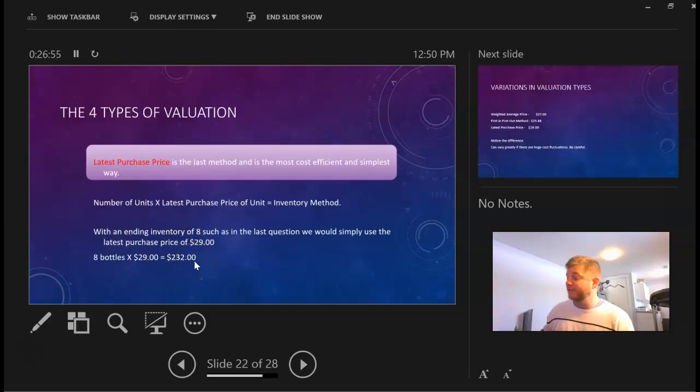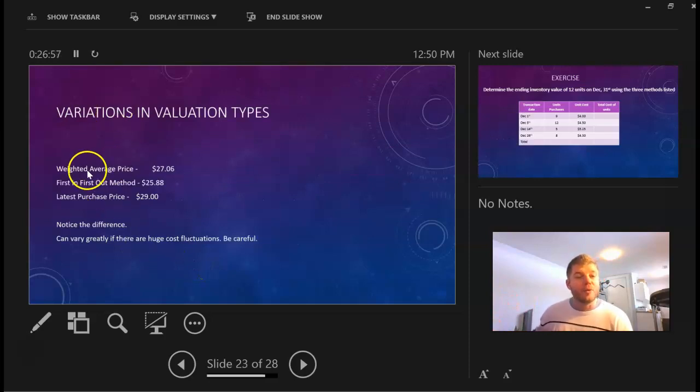So we looked at a bunch of different styles of inventory. We looked at weighted average, which gave us an average of $27. First in, first out gave us $25.88, and latest purchase price gave us $29. As you can see, there's quite a bit of difference in the value of these individual bottles, depending on what we're doing. So this can vary greatly, with huge cost fluctuations.